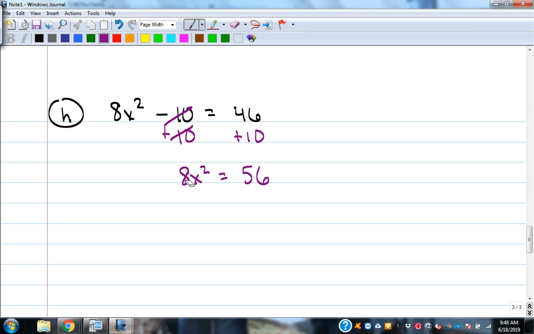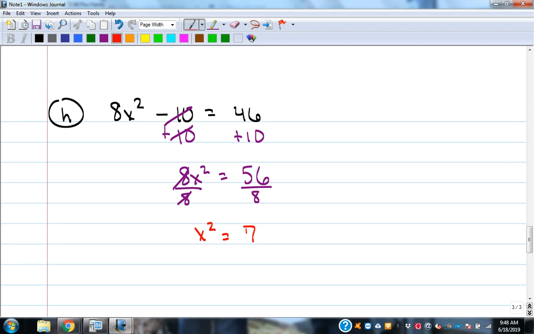And then x squared is not quite by itself yet. It's got that 8 in front of it. So I'm going to get rid of that 8 by dividing. That's going to give me x squared is equal to 56 divided by 8 goes evenly, goes 7 times. Now the x squared is by itself.